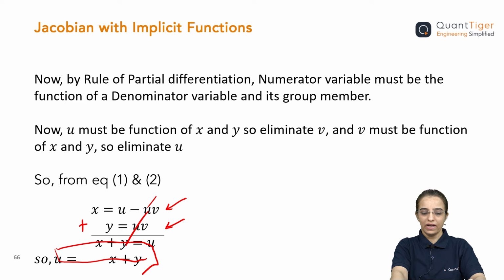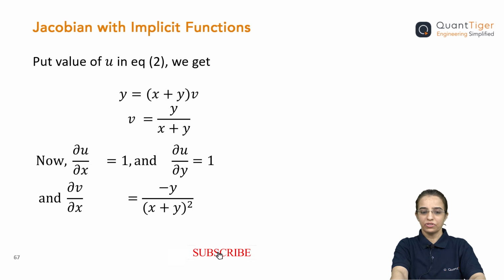Similarly, we have to get the value of v also in terms of x and y. So how we can get it, like this value we can substitute in equation 2, so that we can get the v value also. So we know that it was given the relation y is equal to uv. This was the given relationship. In this I have simply kept the value of u, which we got in the previous step, which was x plus y. So I kept it over here.